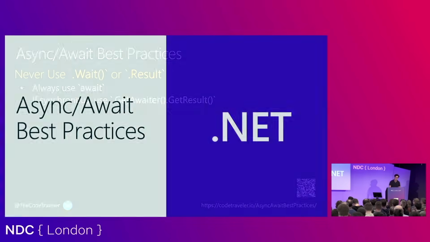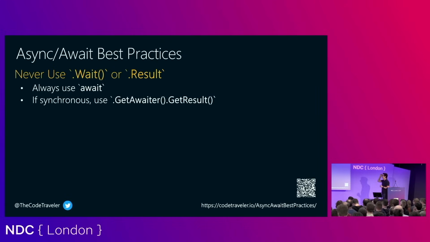Okay, so let's talk about all those async await best practices. Never use .Wait or .Result. If you can avoid it, avoid it. It's really bad. It locks the calling thread. You're going to end up using 2 threads when you only should be using 1. And we should always be using the await keyword.